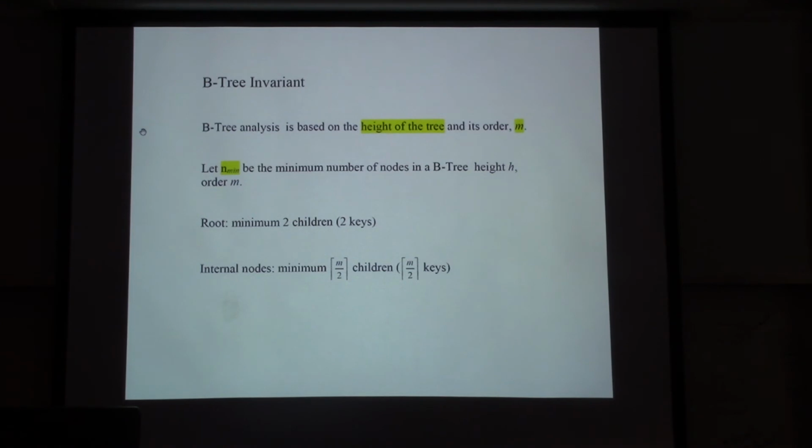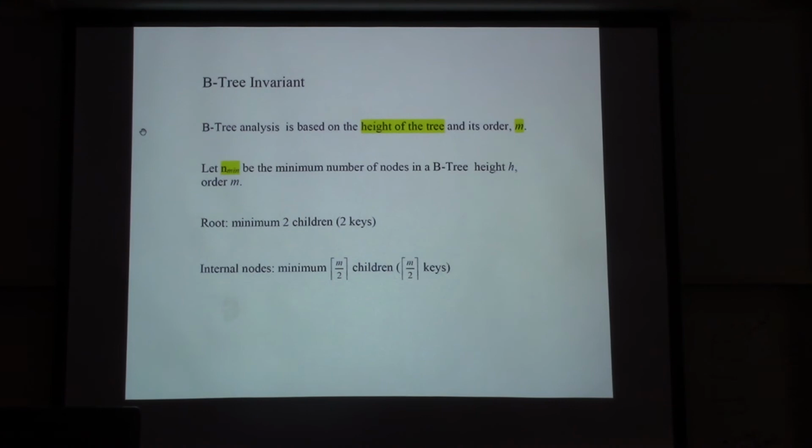So the B tree invariant says the B tree analysis is based on the height of the tree and its order. So we are going to let n min, or the minimum n, be the number of nodes in a B tree of height h of order m. Okay? So n min will be the minimum number of nodes.